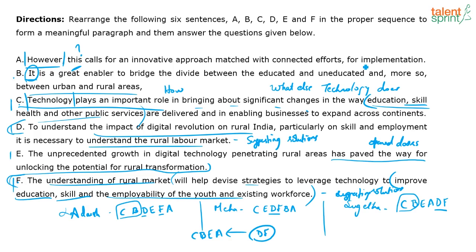How will I implement it? What are the steps that I need to take for implementation, which is D and F? I need to understand the rural labor market first. And once I understand that, that's going to help me devise strategies to leverage technology, which is what I want to do. That is what the topic sentence is saying, right? Bringing about significant changes in the way education, skill, health and other public services are delivered. And that's what will happen if I do this and this, which is F, closure. And that's why A has to come in between as a contrast so that D and F will make more meaning.